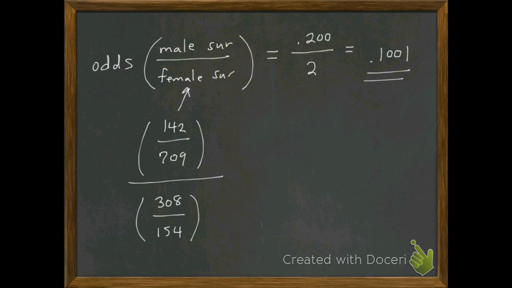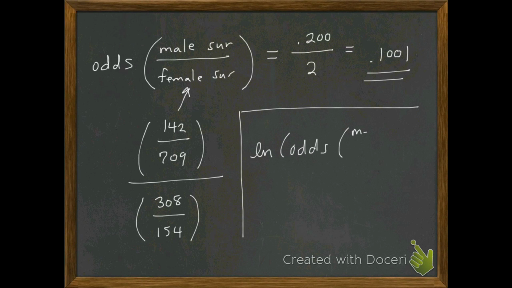All right, now what I want to do is examine the natural log of the odds of male survive over female survive. So ultimately, guys, what I have here is the natural log of 0.1001, which I don't know, is negative 2.30.